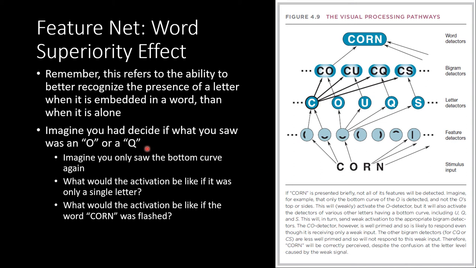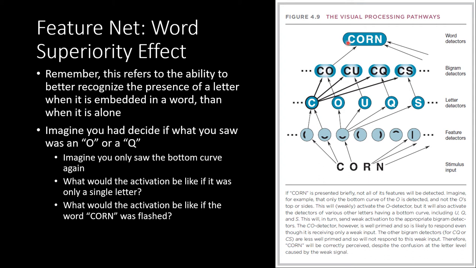you're trying to decide between O and Q. These are two letters that are close together. And let's say, again, following the same hypothetical logic, that you saw this word corn flashed very quickly to you, and you didn't see the O. All you saw was the little underlying curve of this. Now, again, by that same process, the various feature detectors are activated. They activate in turn the letter detectors. Because of the underlying curve shape, you get activation for O, U, Q, and S, because all of them have this feature. They all activate the respective bigram detectors, CO, CU, CQ, and CS. Of course, CO wins out because it's the most common high-frequency bigram compared to these others.